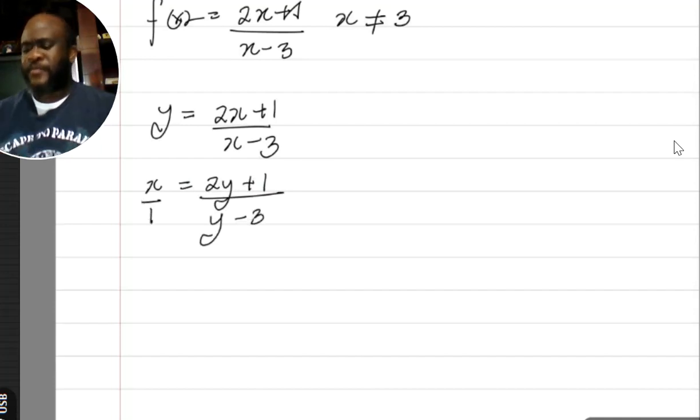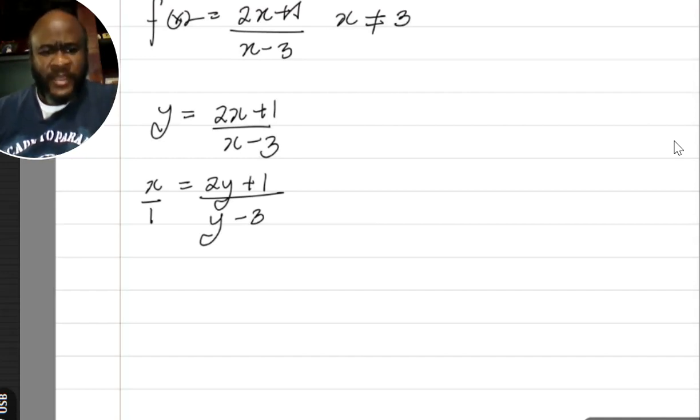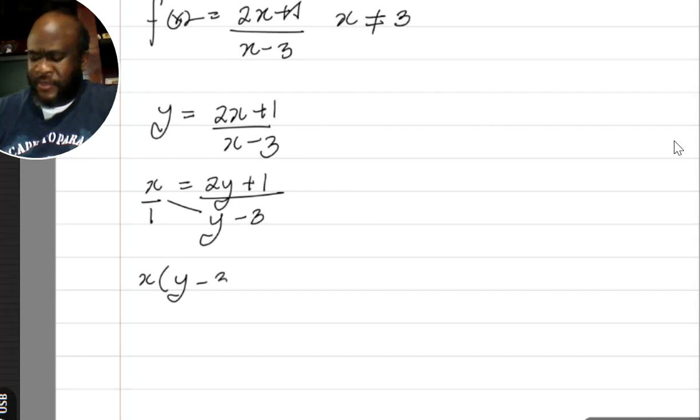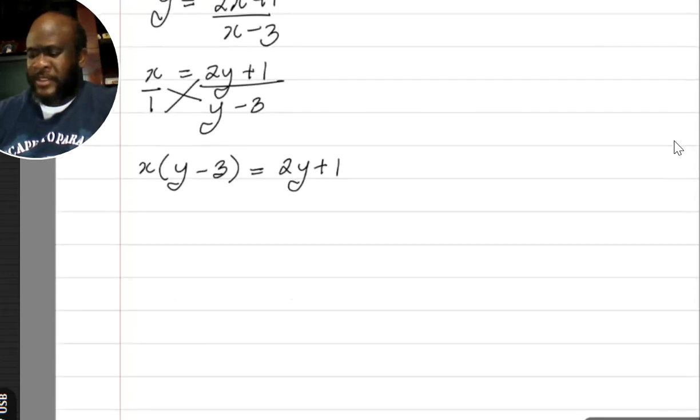That's step 2. Step 3, I'm going to make y the subject. It means I need to have y alone on one side. Now, if I have one fraction equal to one fraction, I'm going to cross multiply. So this is x times y minus 3 is equal to 1 times 2y plus 1, which is 2y plus 1. Whenever you're multiplying things by 1, it remains the same.